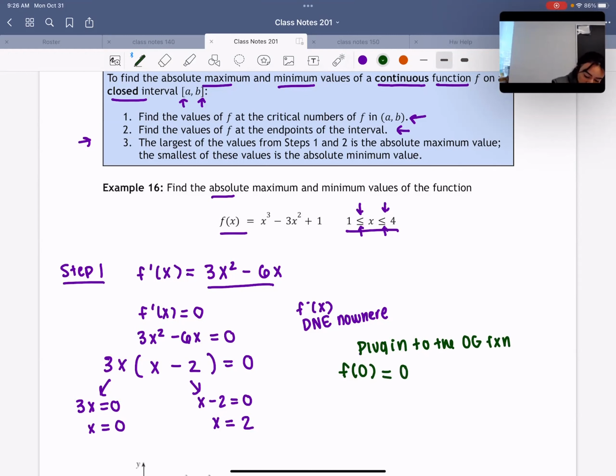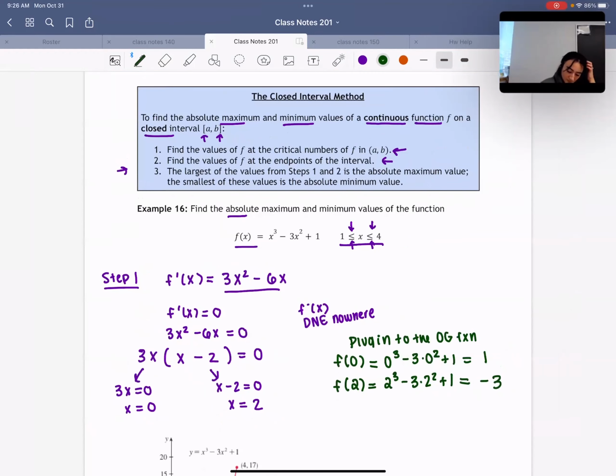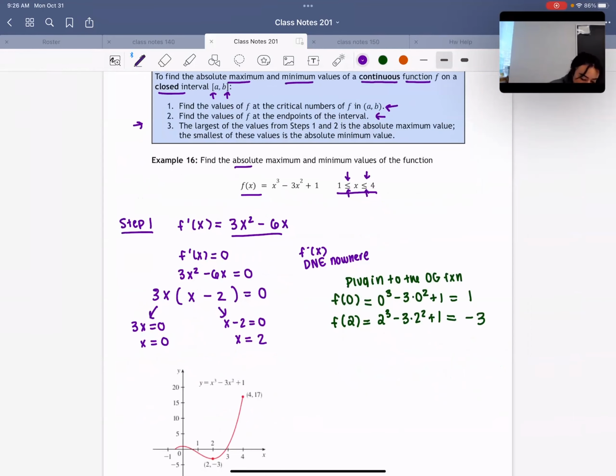Plugging in 0 to my original function gives me 0 cubed minus 3 times 0 squared plus 1, which is 1. Okay, plugging in 2 into my function gives me 2 cubed minus 3 times 2 squared plus 1. And I think that gives me negative 3. Okay. All right, let's go to step 2 real quick.